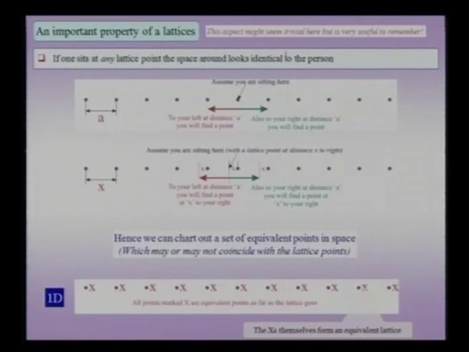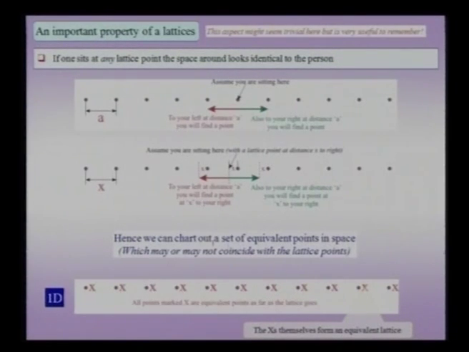For instance, if you take a one dimensional lattice, we had already seen that if you sit here, there is one point to the left at a distance a, and there is one point to the right at a distance a. Now, instead of choosing a lattice point, I could choose a point which is at a distance x to the left of a lattice point. If I do so, then all the points which are at a distance x to the left of the existing lattice would in some sense form another lattice, which will again be identical. In other words, if I sit at this point, just at a distance x to the left of the lattice point, then all the points which are at a distance x to the left of the lattice point would form an array of points from where space would look identical. So, this is another way of looking at the same point.